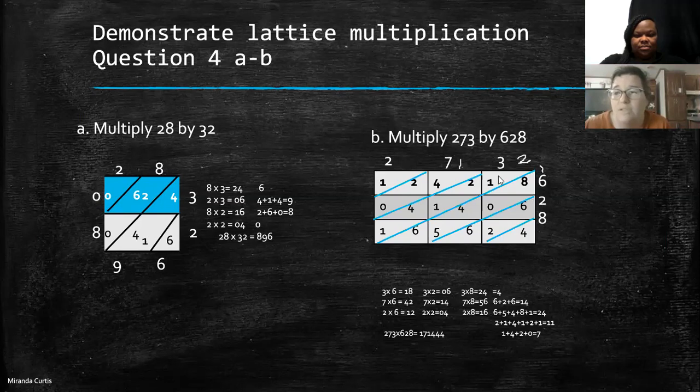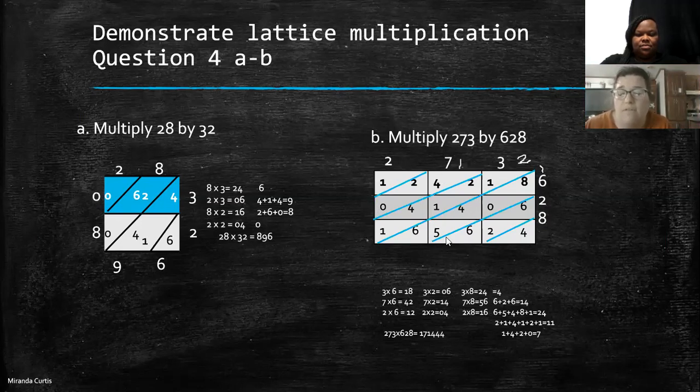2 times 3 is 6. Don't forget your 0. Then you have 2 times 7 is 14. Your 1 needs to come up here so you know where you're going to add at. 2 times 2 is 4. Make sure your 0 is up here again. We're going to move down. 8 times 3 is 24. Make sure 2's up here and your 4 is down there. We're going to the next spot.